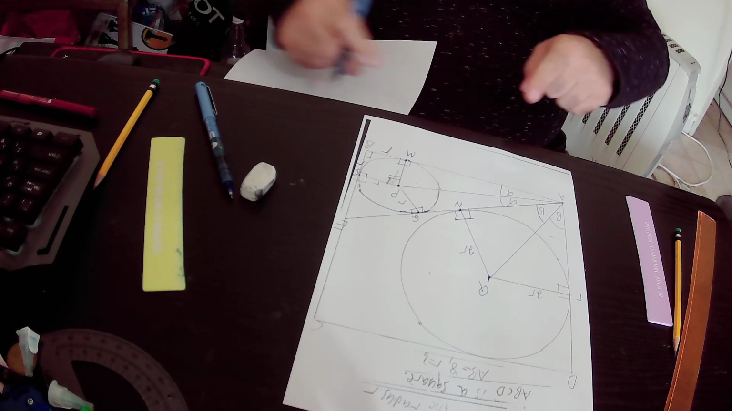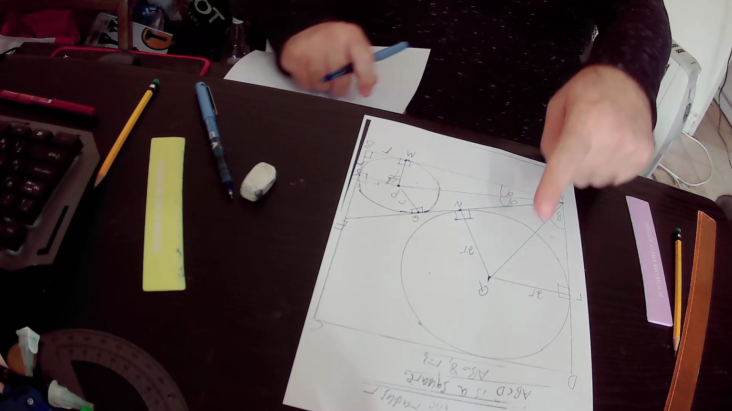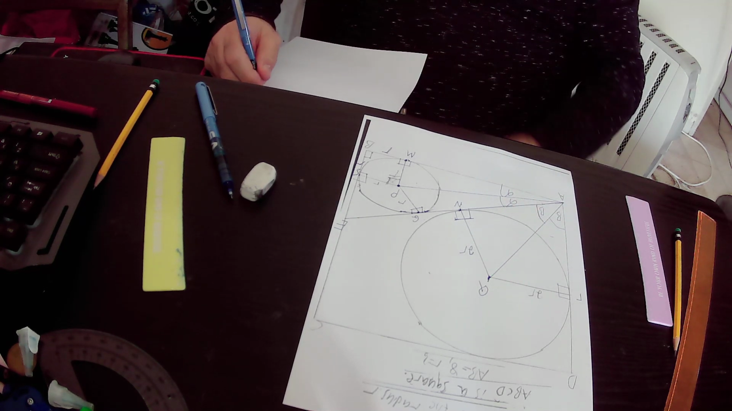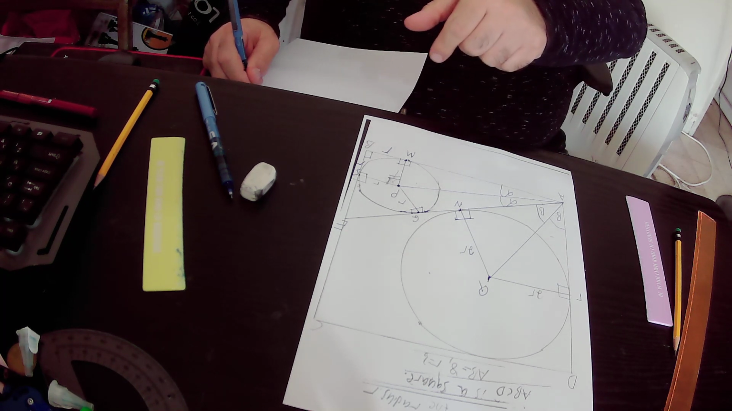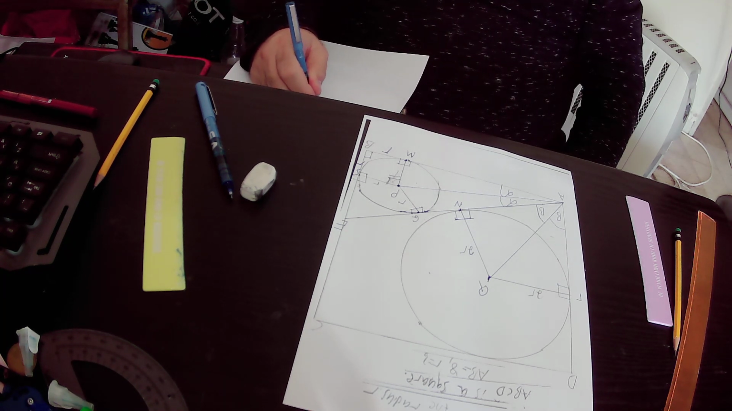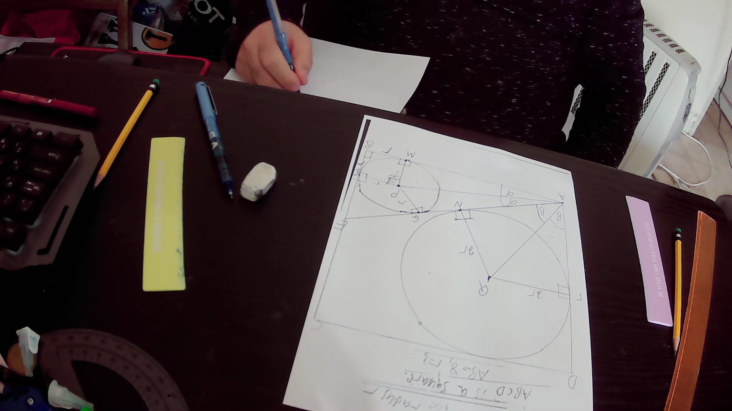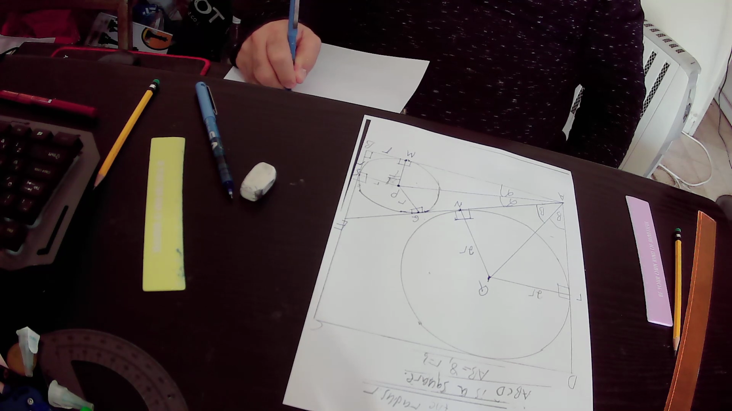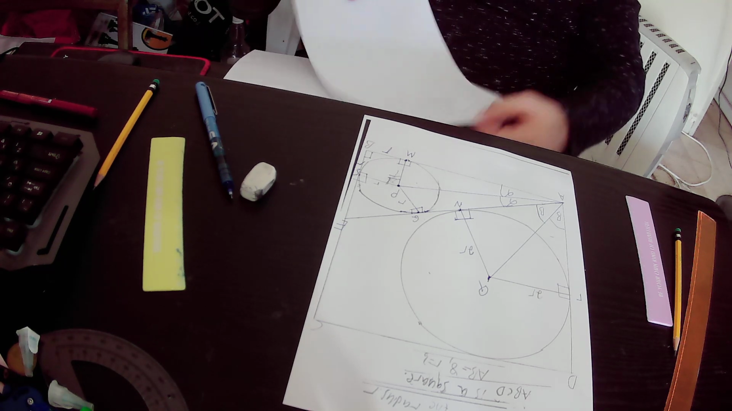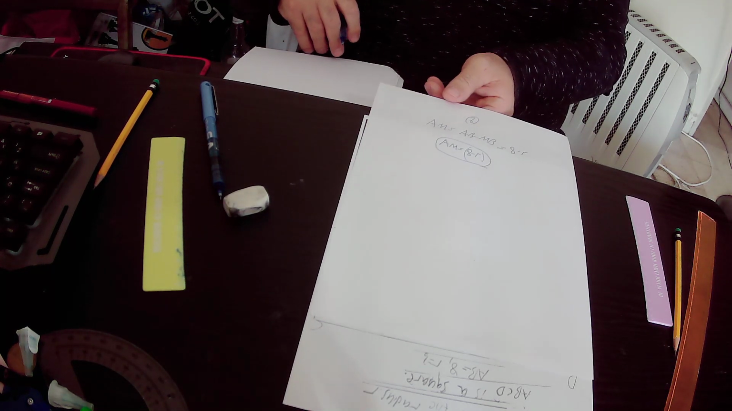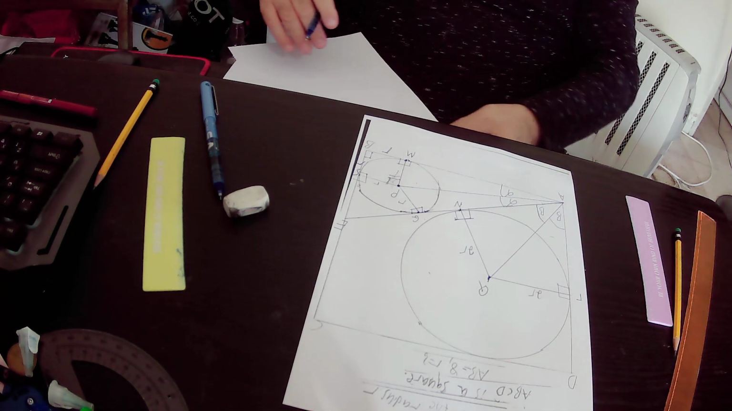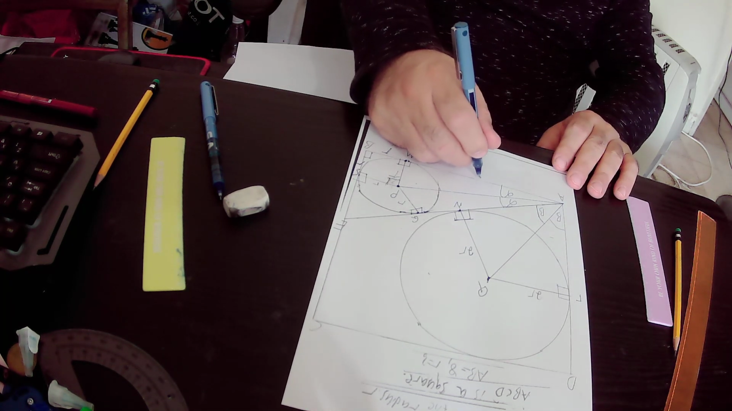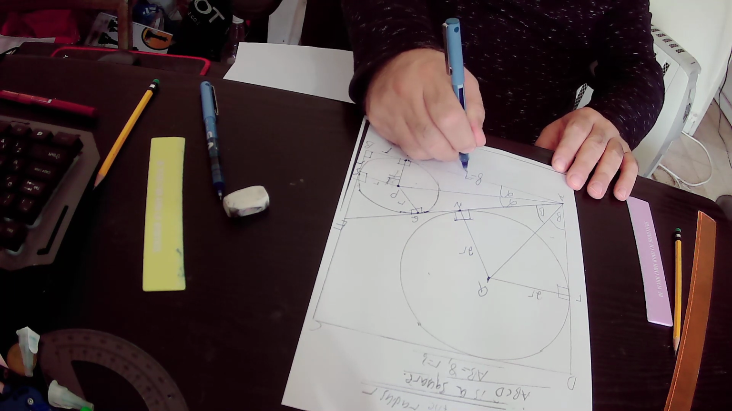But AB equals 8 units. It is given to us in the question. And we found out that MB equals R. So in total we got that AM equals 8 minus R. So I will write here that AM equals 8 minus R.